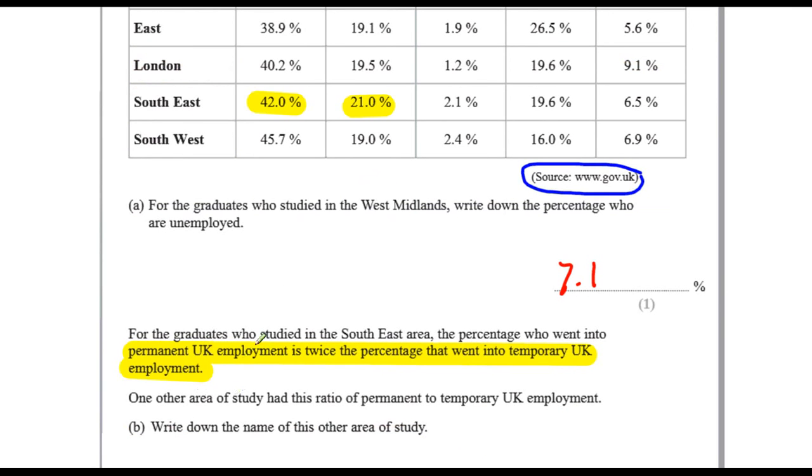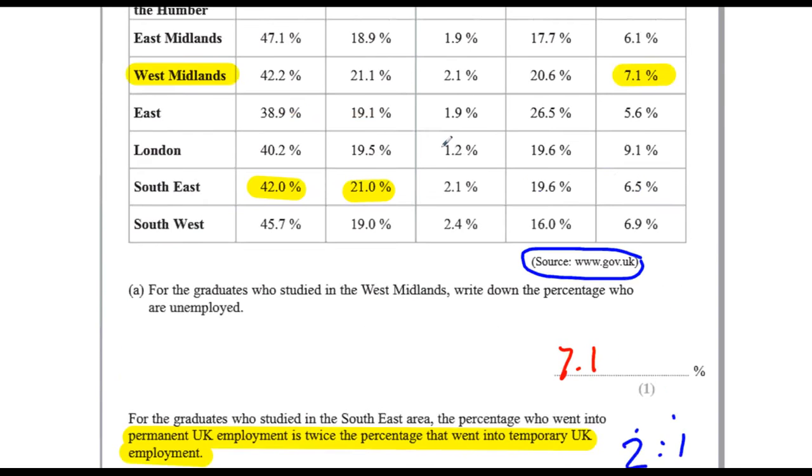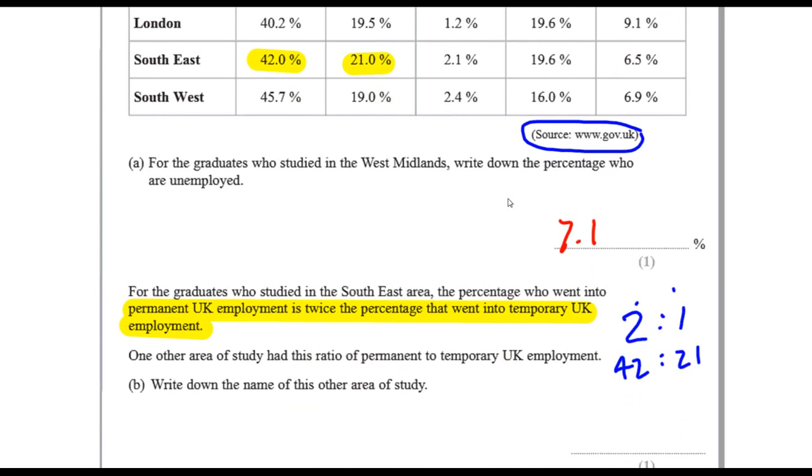One other area of study has this ratio of permanent to temporary UK employment. So what it means by this ratio is one is double the other. And the simplest case of one being double the other is if you've got 2 being double 1. Okay, and can you see that 42 to 21 is the same ratio? So all we want to know is another place where it's double here to here. And if you want to be precise, permanent to temporary. Okay, so permanent is double temporary.